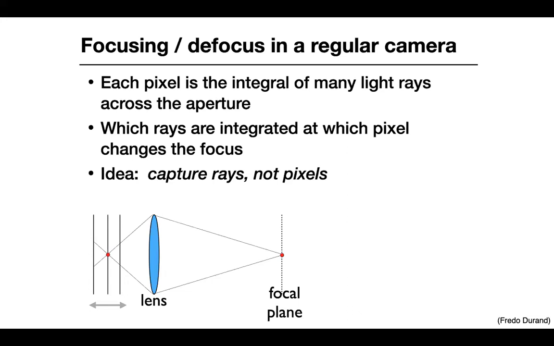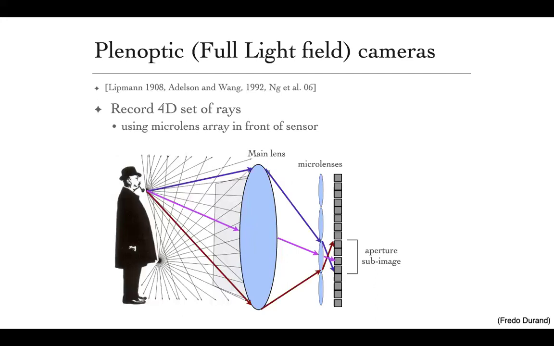And so the idea is that we want to capture a light field, we want actually to capture the rays, not the pixels, right? And then we can design a sensing element that's going to actually discriminate the rays in a more precise manner. And so this is the idea of the plenoptic cameras that capture a full light field.